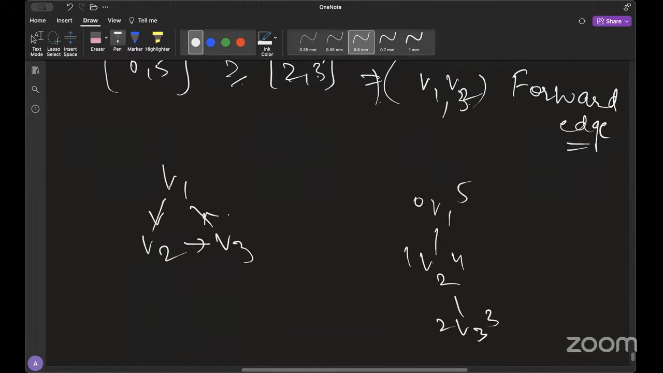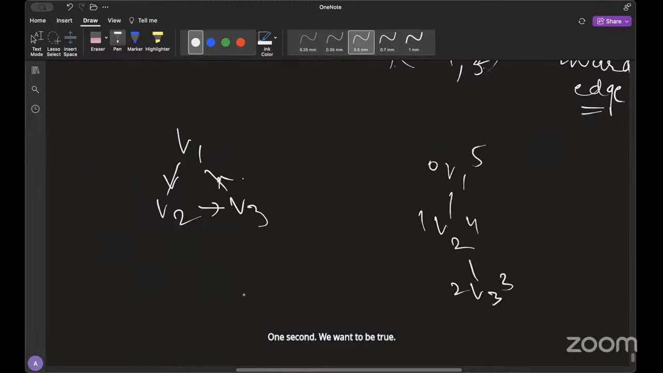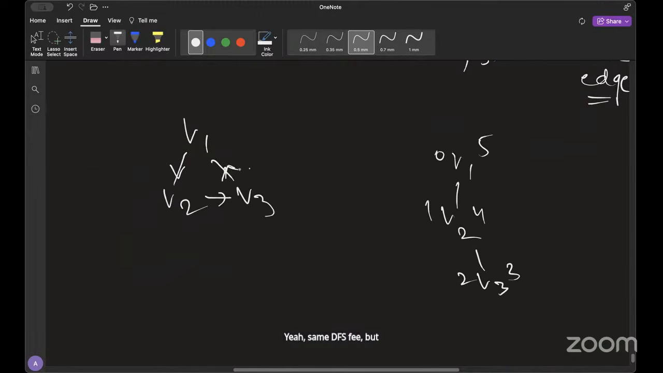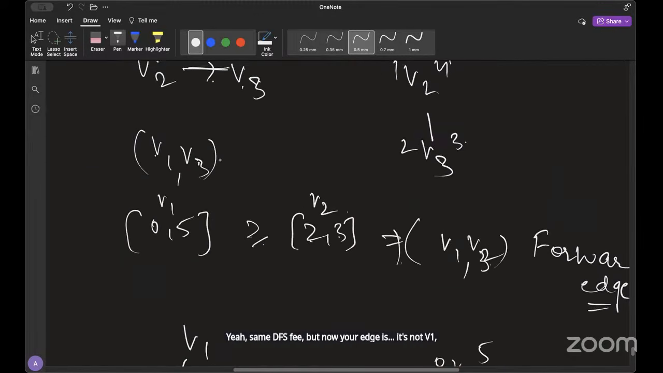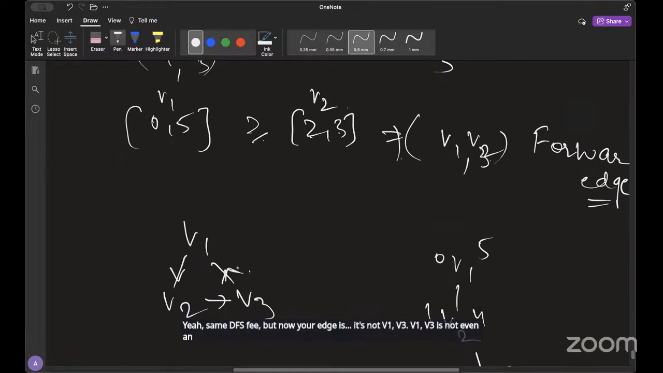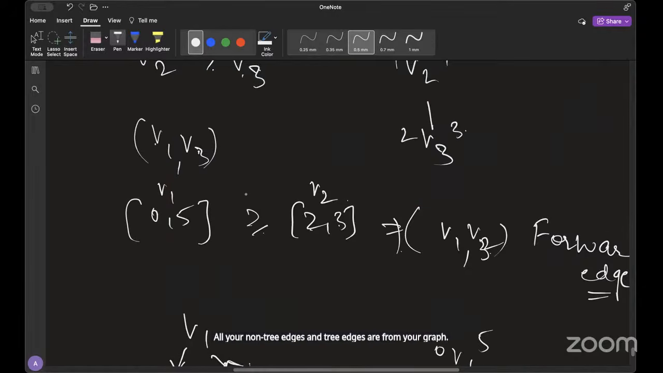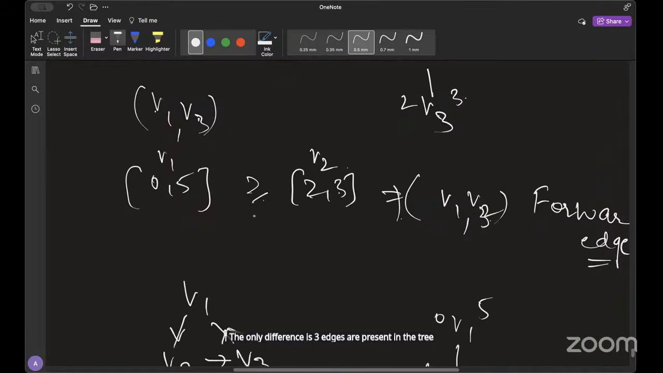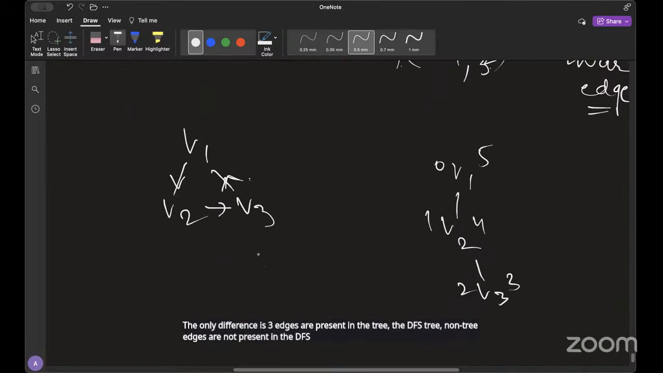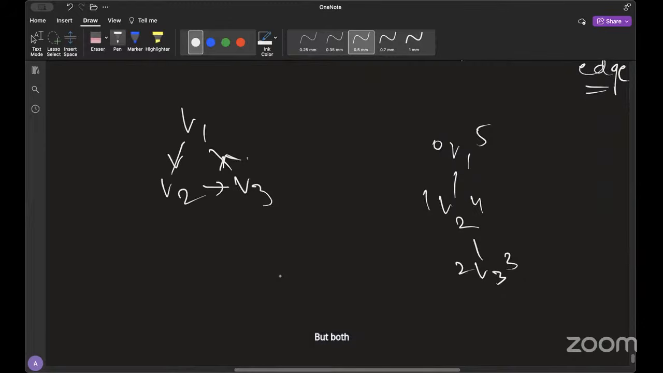Yeah, same DFS tree. But now your edge is not V1, V3. V1, V3 is not even an edge in your graph, so it can't be a non-tree edge. All your non-tree edges and tree edges are from your graph. The only difference is tree edges are present in the DFS tree. Non-tree edges are not present in the DFS tree.